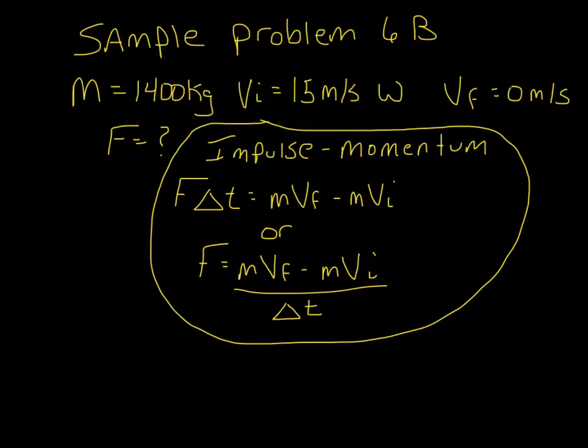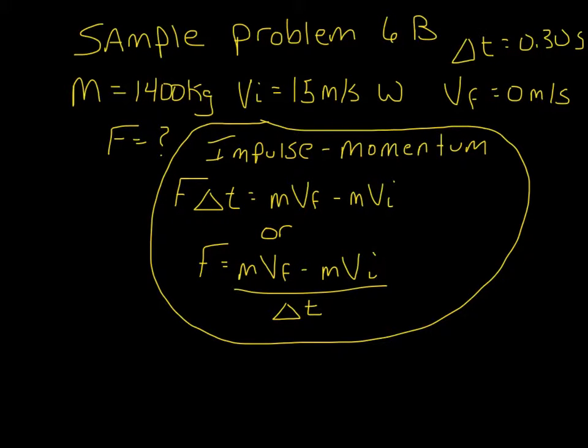Let's take a look at sample problem 6b from page 211. It gives us an example of a 1,400 kilogram car moving with an initial velocity of 15 meters per second to the west, which collides with a utility pole and is brought to rest. So that's 0 meters per second. This happens in a change in time of 0.3 of a second. It's asking for the force: at what force does the car hit the pole?